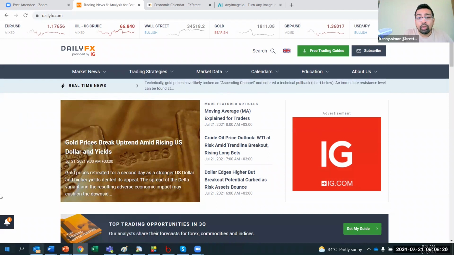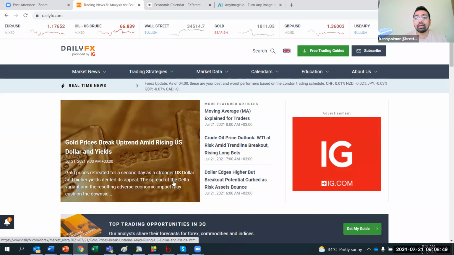Now, when we go into the news section, as usual, I like the Daily FX to start off with. There are several other websites as well. They are all free websites to read on, and I like the way Daily FX pushes out news that are quite significant for the day. And here, for example, the first big news is gold prices break uptrend amid rising US dollar and yield. So this is where the negative correlation between gold and USD has sort of broken now.